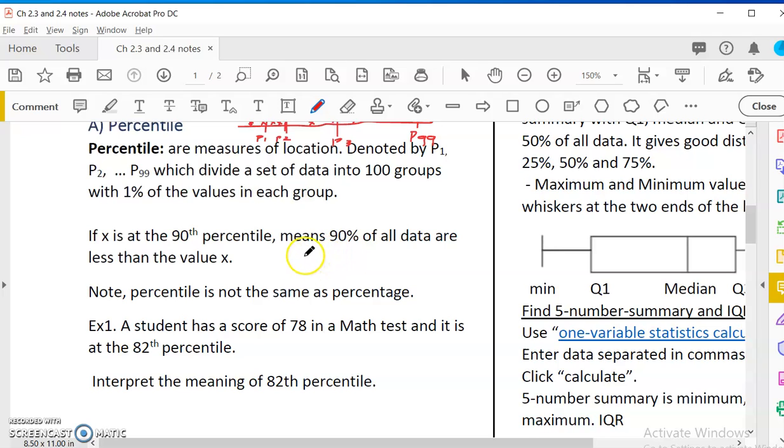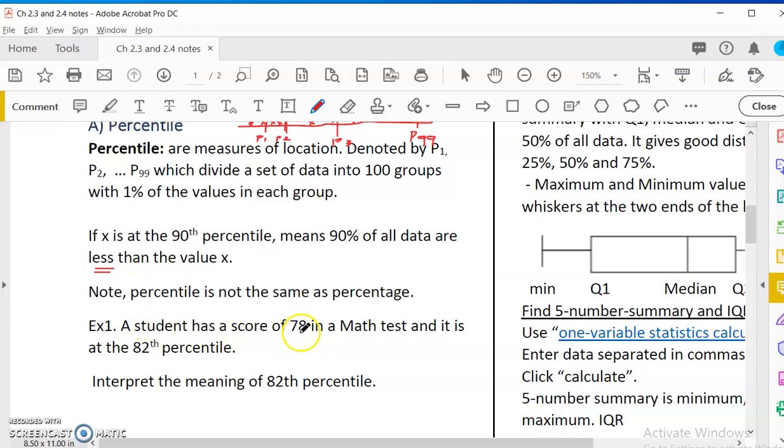Now, if you're talking about running, you want as short a time as possible. Then a high percentile is not very good. You want to be in the low percentiles, because only 1% of people are less than you, so only 1% of people are faster than you. But remember, percentile is not the same as percentage. Percentile indicates the percentage that is less than that number. It's always about less than. That's just something to remember.